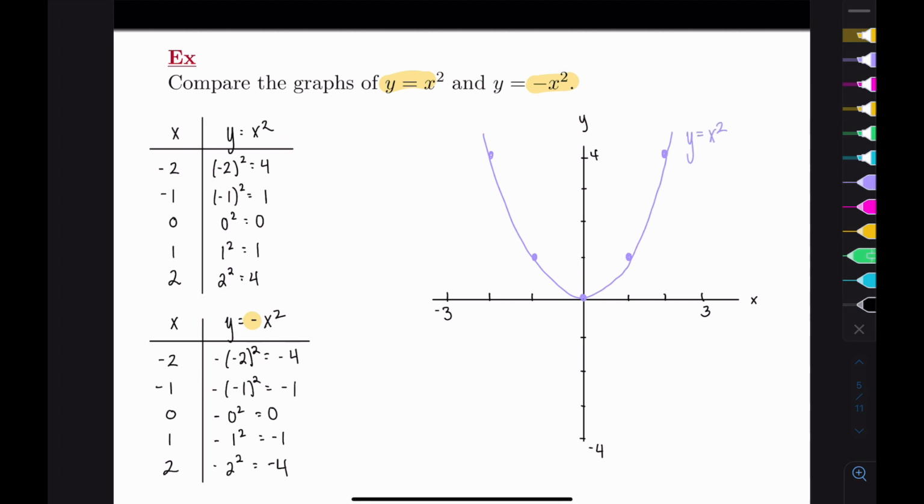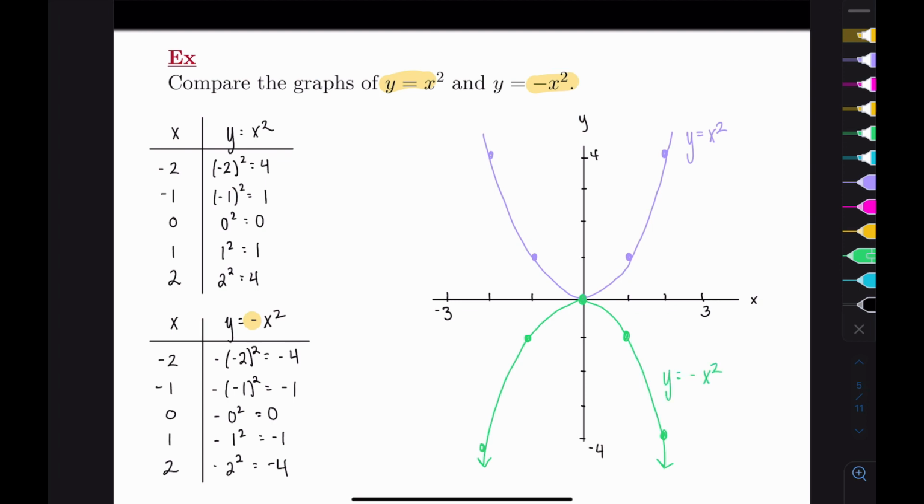Now when I graph negative x squared, it also goes through 0, 0. But when we plug in +1, it's -1. +2 gives us -4. And then the same thing down here. So my graph actually goes downwards now.